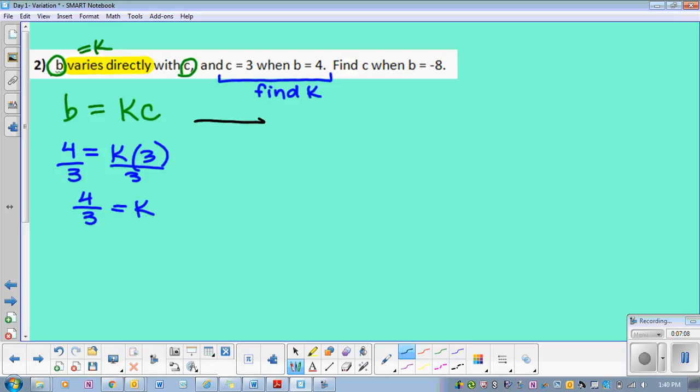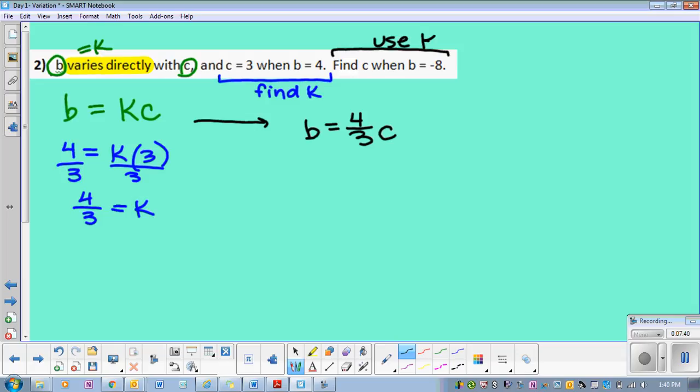Now, we're going to rewrite this, and we're going to say B equals 4/3 C. Right? Because after you find that K, you need to plug it back into your original equation. Now, go to the last part. It says find C when B equals -8. So you're going to use your K to find C.